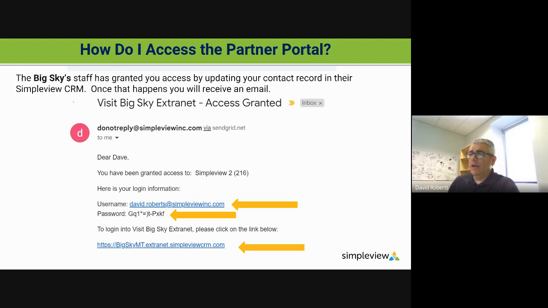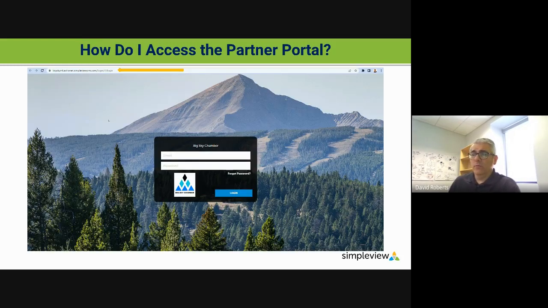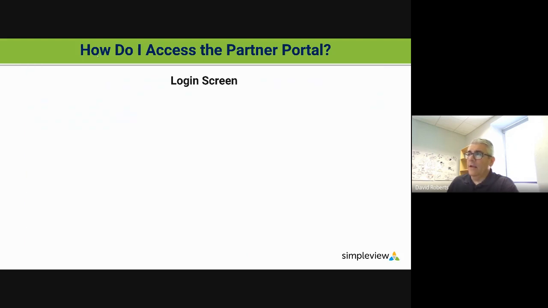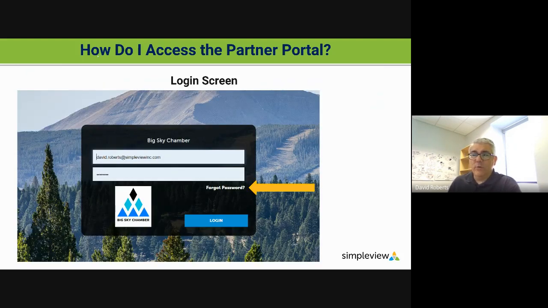Okay, so that's the email you get, and then that URL that you click to link to the extranet will take you to this screen. You'll notice the URL is there in the browser in the screenshot that I have here. And then the login screen, that's where you put in your username and your temporary password.